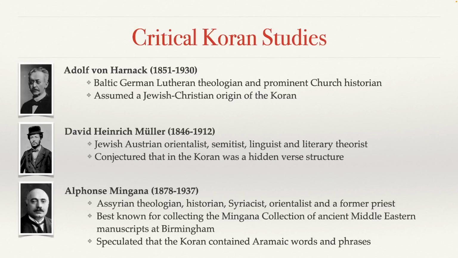And lastly on this list, we have Alphonse Mingana. He lived from 1878 to 1937. He was an Assyrian theologian, historian, Syriacist, Orientalist, and a former priest. He's best known for collecting the Mingana collection of ancient Middle Eastern manuscripts at Birmingham. But he did more than just put together a great library. He also did some foundational work on the Quran and the language of the Quran. And he found that there are many Aramaic words and phrases in the Quran.